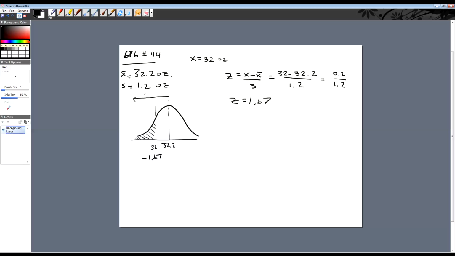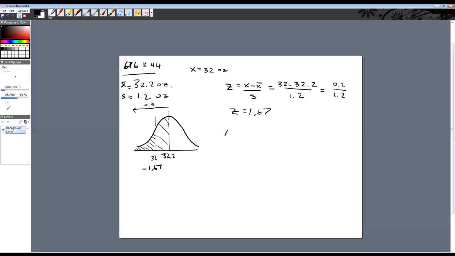Remember, table 17 goes by distance from the mean. So it would require us to calculate this large cross-hatched area and subtract it from 0.5. So we go to the table and we look up 1.67. And we see the area is 0.453.